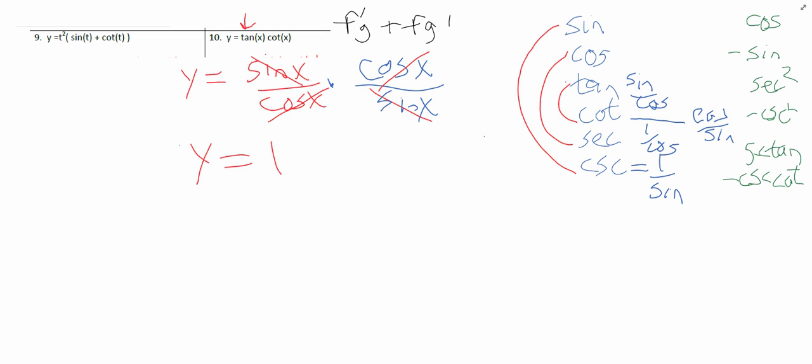So what is the derivative of 1? Just equal to 0. So certainly you could come to this conclusion maybe if you did the product rule on tangent and cotangent, but it would get pretty messy.